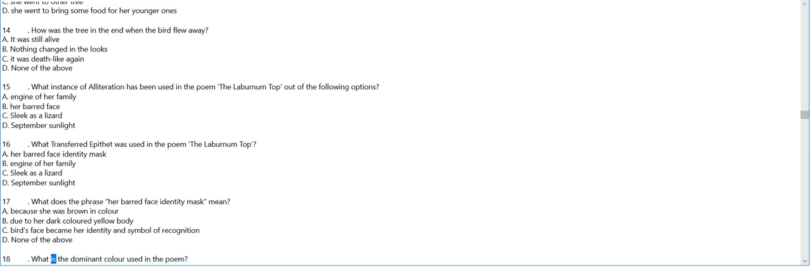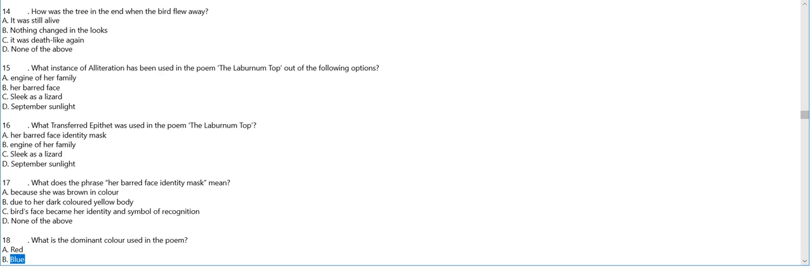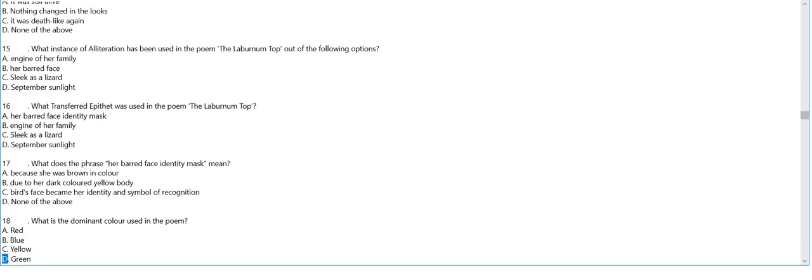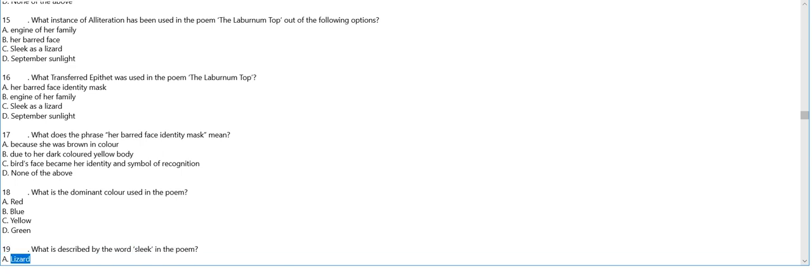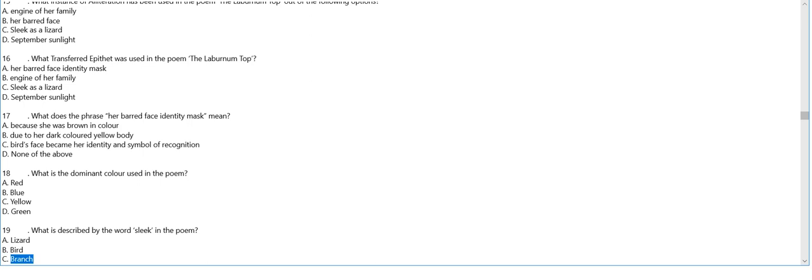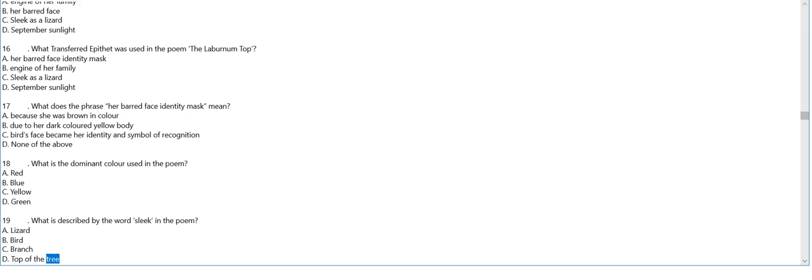18. What is the dominant color used in the poem? A. Red. B. Blue. C. Yellow. D. Green. 19. What is described by the word sleek in the poem? A. Lizard. B. Bird. C. Branch. D. Top of the tree.